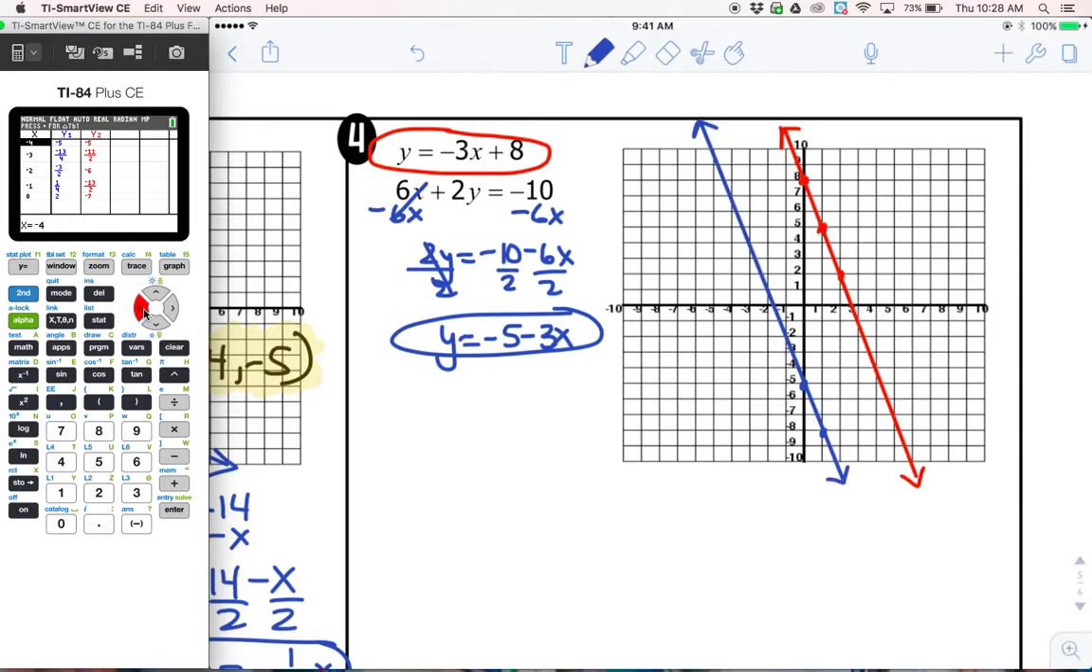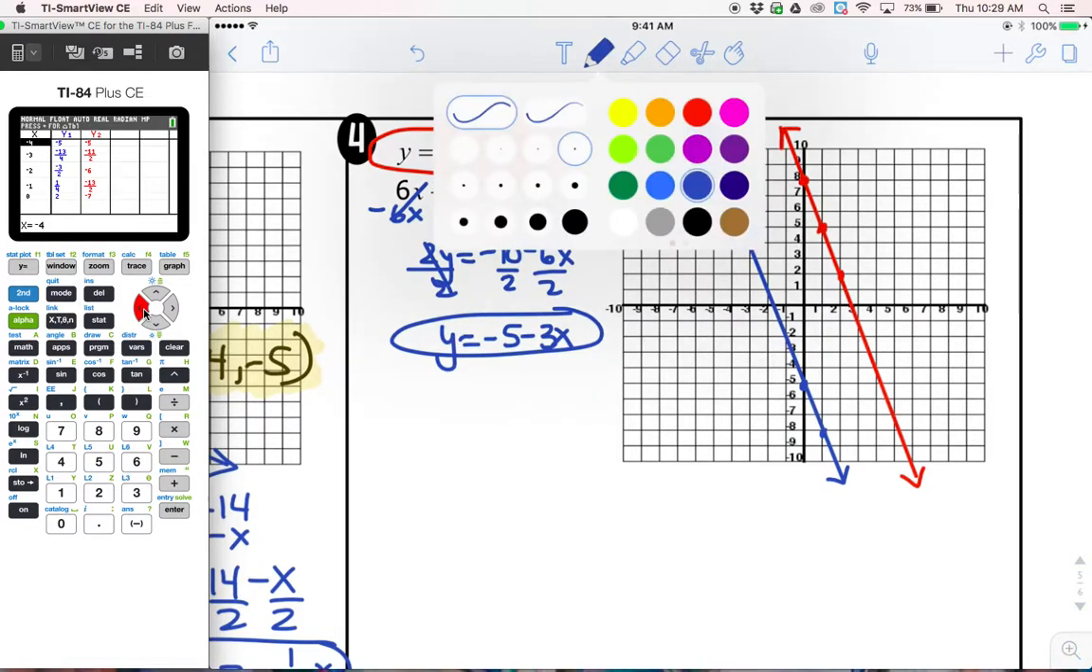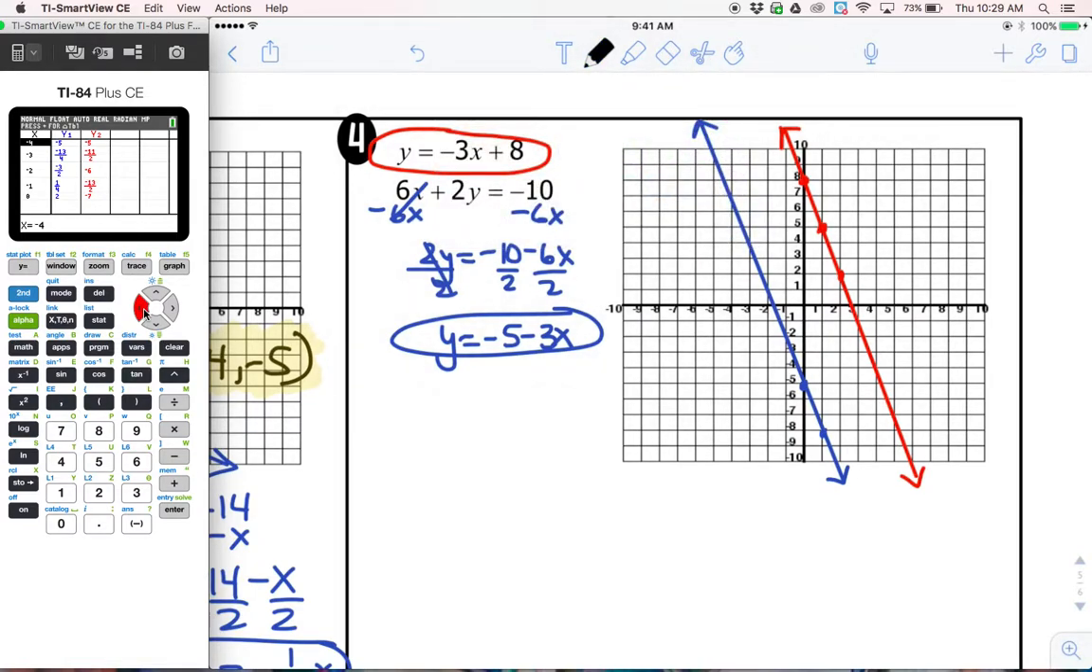And okay, now wait a second. What do we notice about these two lines? These lines are parallel, right? And we actually probably should have, at least we could have recognized that they were parallel before we even graphed them, because my equations have the same slope, right? They're different equations, but they do have the same slope, which means that the lines are parallel.